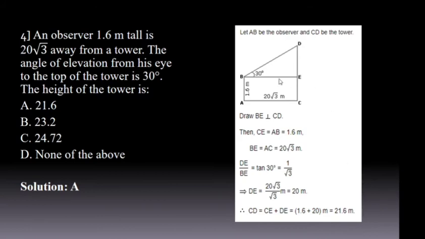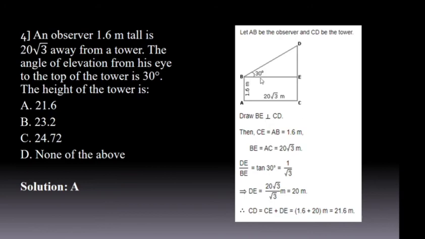Okay, so let us come to the figure. Let us say AB is the observer and CD is the tower. Okay, now it is said that the observer is at a distance of 20√3 from the tower. Then the angle of elevation is given. Now the angle of elevation is given from where? From the eyes of the observer. Okay, that means what? From the point B.